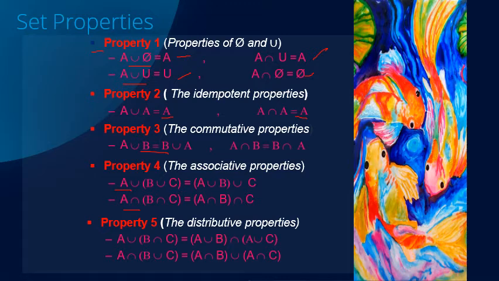Distributive property, so gina-distribute lang gihapon. A union B, so halin diri, and A union C. Then copy lang ang operation sa tunga nila. Intersection. A intersection B, A intersection C, then copy ang symbol sa tunga nila.